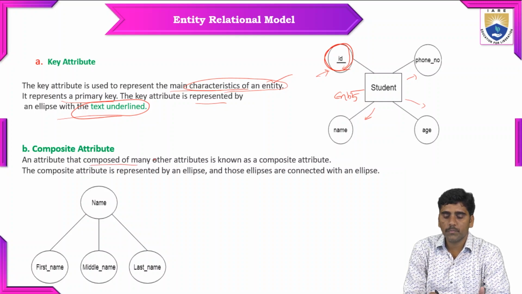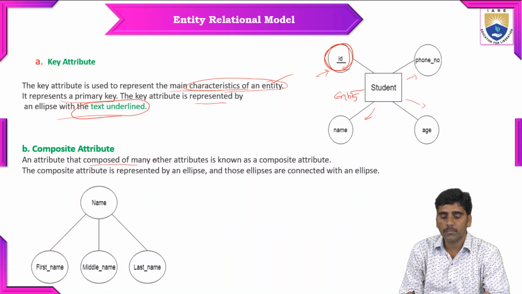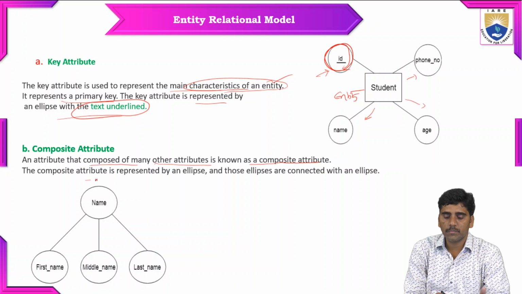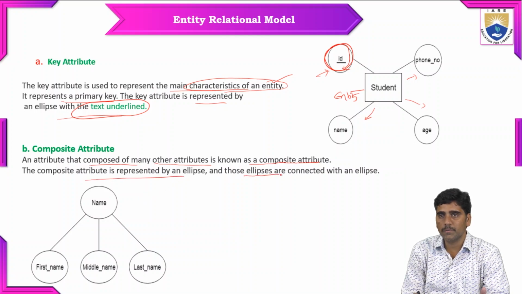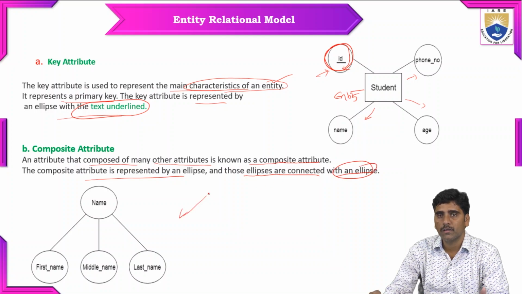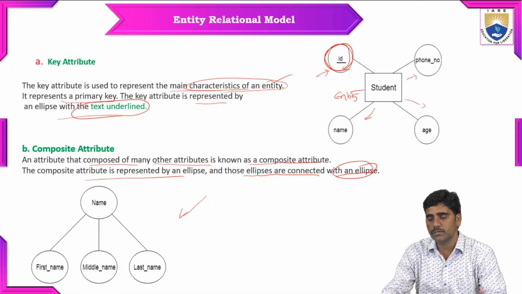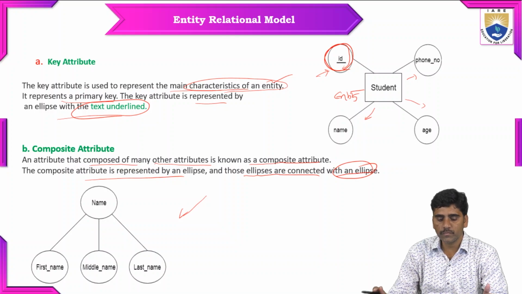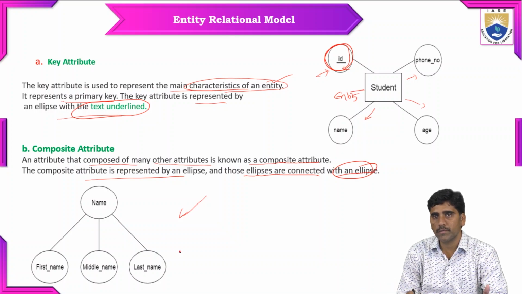An attribute that is composed of many other attributes is known as a composite attribute. It is represented by an ellipse, and those ellipses are connected with the main ellipse. So all the derived attributes are connected with the main composite attribute.